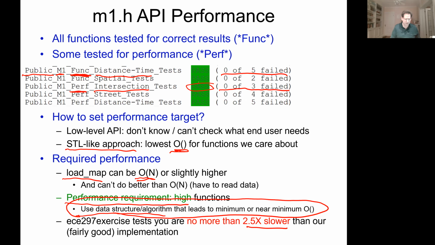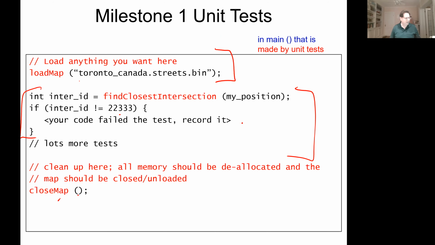So some of your API calls are going to be in these performance tests, and we won't call them once then. We'll call them like 100,000 times. We'll see how long it took. If our implementation took 1 second, your implementation will be allowed 2.5. Hopefully that makes it clear. And that means you don't have to worry about an extra few variables or a few extra statements. That's all fine. As long as you chose good data structures, you're fine.